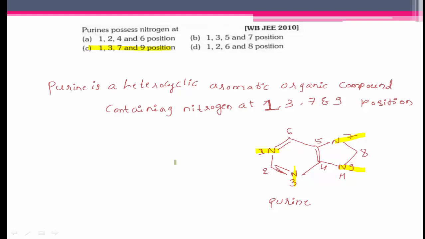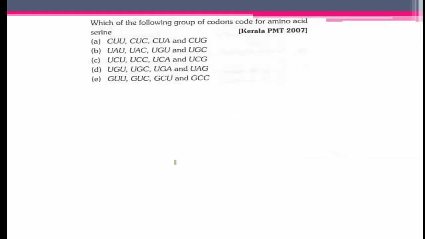Double ringed nitrogen base, so 4 nitrogen atoms are present. Which of the following groups of codons code for the amino acid serine? The answer is option C: UCU, UCC, UCA and UCG. All are uracil containing codons. If you see the chart of the genetic code, you will get the information about all the amino acids which are coded by specific codons.